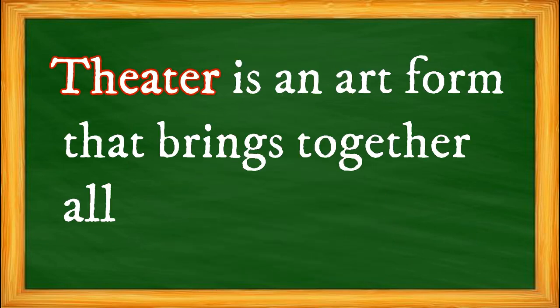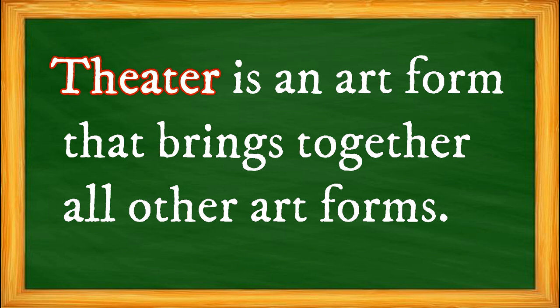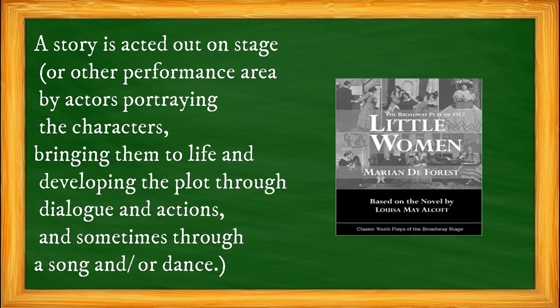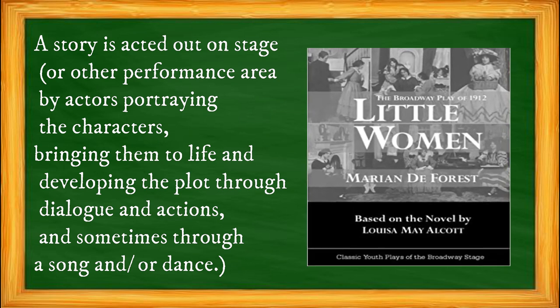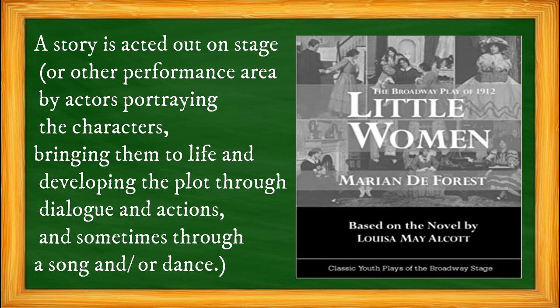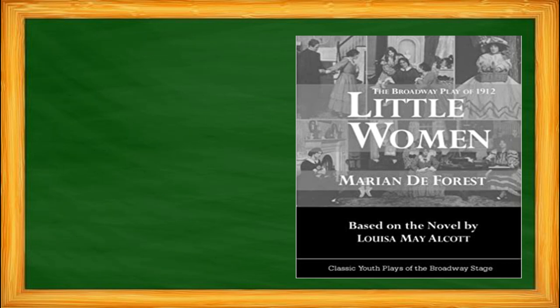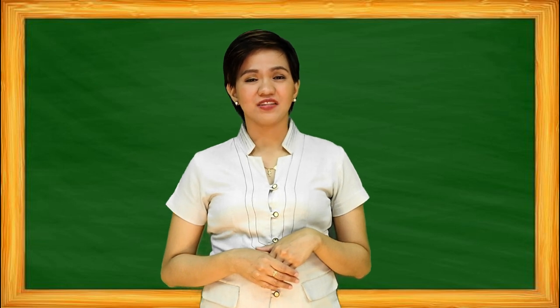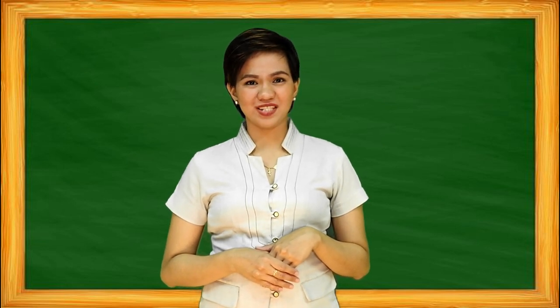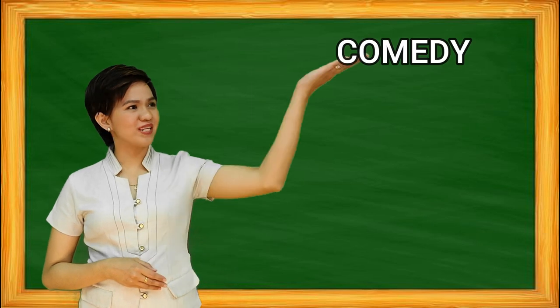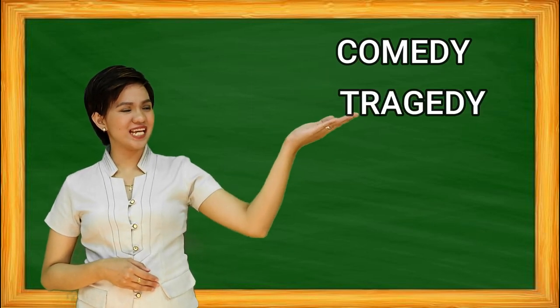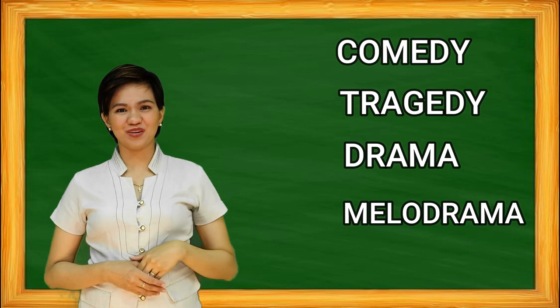Moving on, theater is an art form that brings together all other art forms. A story is acted out on stage or other performance area by actors portraying the characters, bringing them to life and developing the plot through dialogue and actions, and sometimes through a song and or dance. There are four theatrical forms, derived from Aristotle. These are comedy, tragedy, drama, and melodrama.